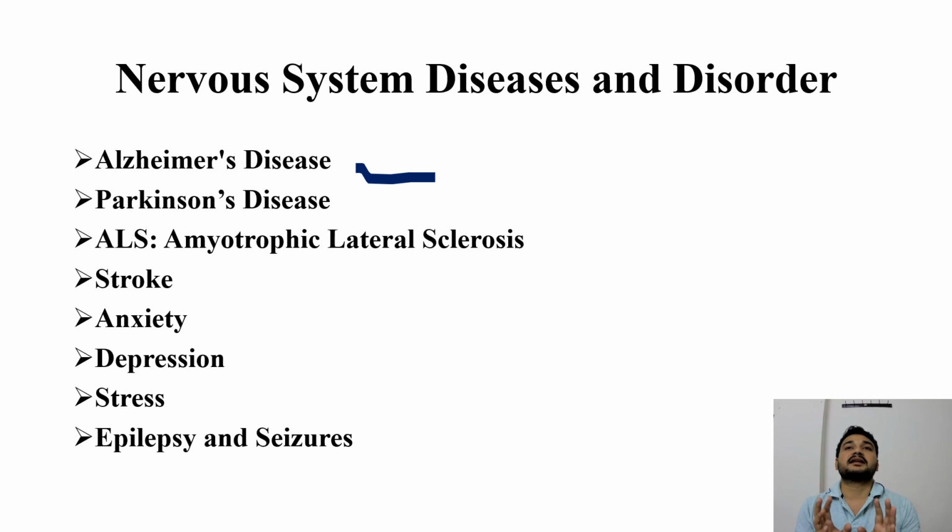In Parkinson's, the dopamine-producing neurons start decaying, and then there is amyotrophic lateral sclerosis, which is also a neurodegenerative disorder. And stroke, which we all know, anxiety, depression, stress, epilepsy, and seizure. So these are the details about the human nervous system.